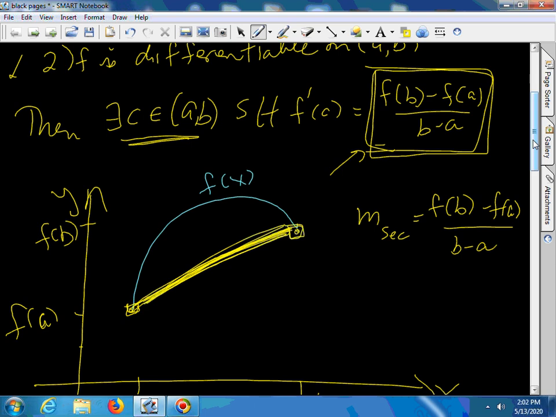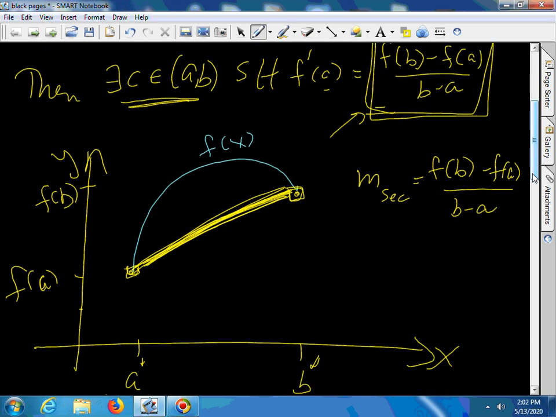And they're saying that there is a c where the slope of the tangent line at c has the same value as this. Well, yeah, right here. Right here, the slope of the tangent line at that c, f prime of c, is equal to k, where maybe I call that k.